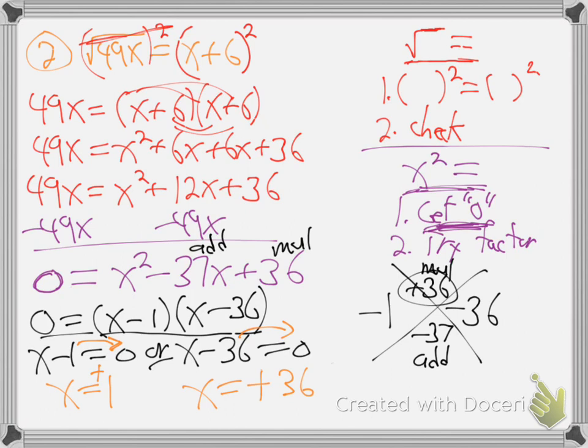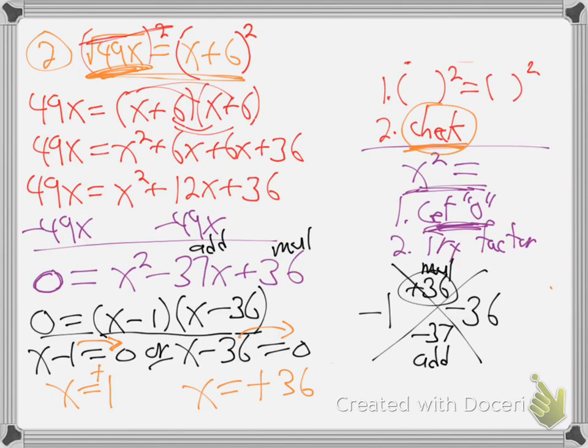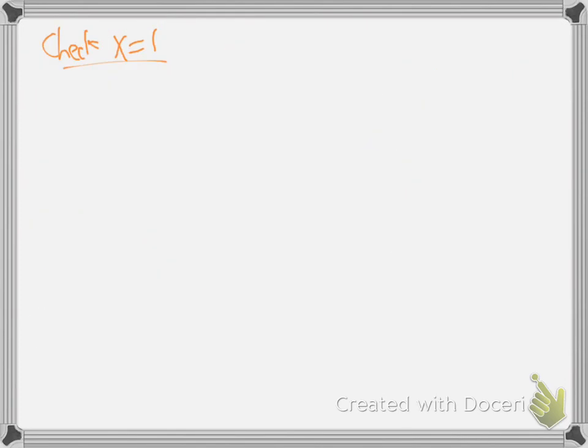All right, but that has to be checked, right? We can't forget, any problem that starts with a square root must be checked. Usually the lower answer is bad, but not always. Sometimes they're both good. I think they might both be good on this one. So I'll go to a fresh screen to check it. I'm going to check x equals 1 first, with the original. Always with the original: square root of 49x is x plus 6.